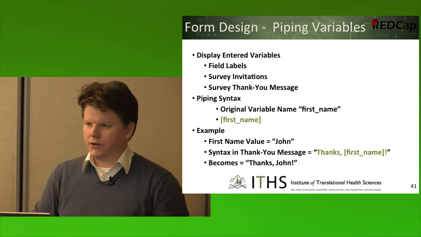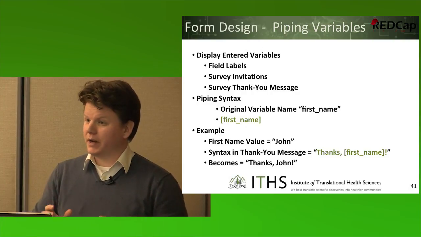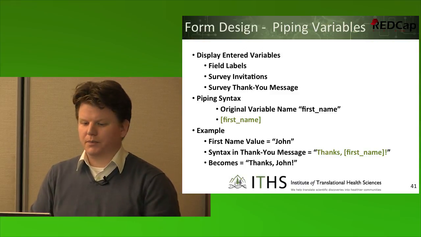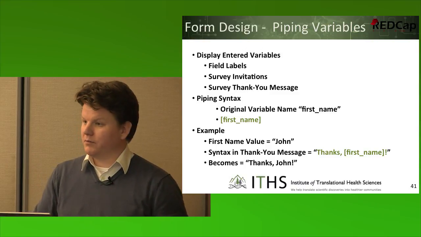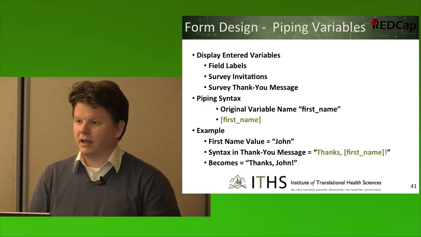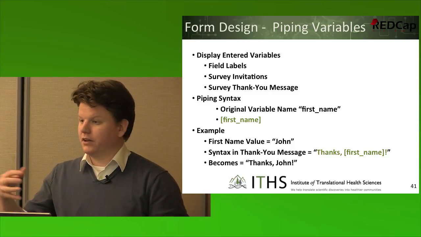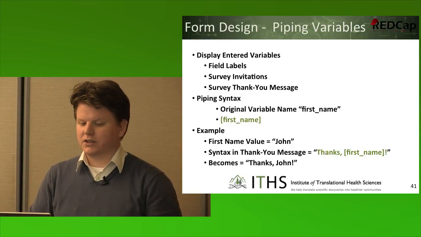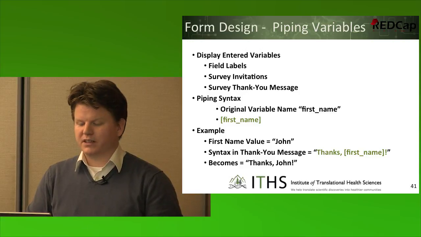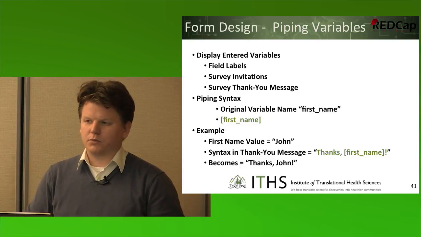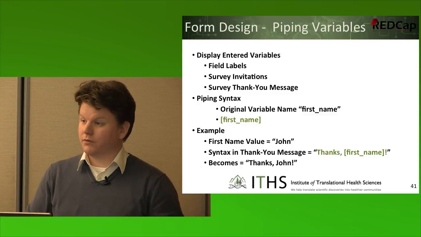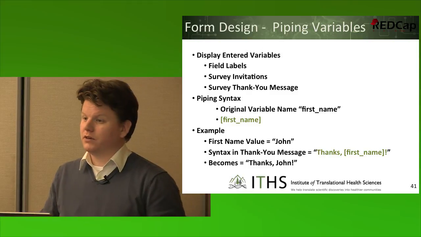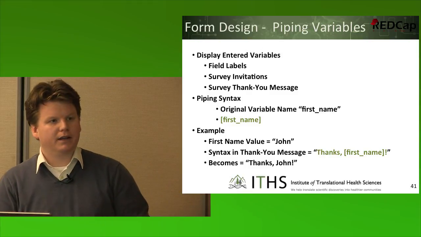Piping variables will allow you to display the value that you've previously entered in a different variable. For instance, if you have somebody's first name filled out, which you asked in the very first survey, you can then use that and display it in other variables, other questions, either in field labels, survey invitations, confirmation emails. A lot of people use it to personalize various things, or if you want to feed the information that people entered back to them so they can double check it, a really handy way.